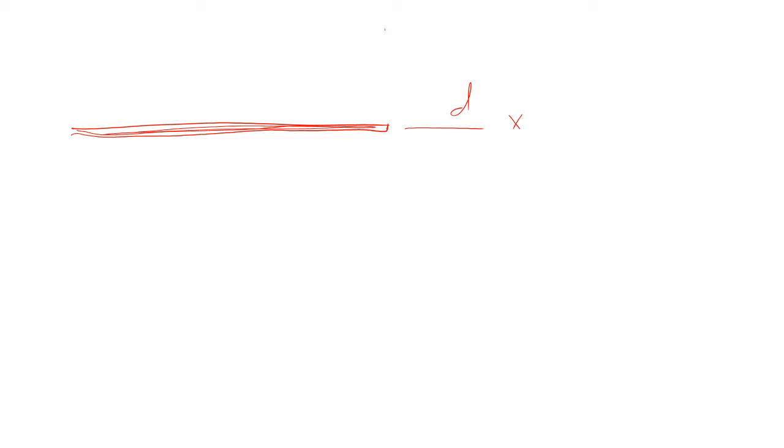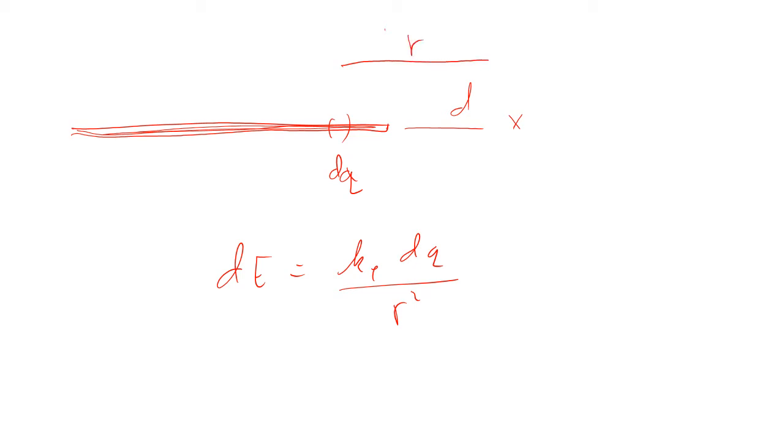I want to know what's the electric field. So if I have some little dq right here, I know that the dE for that little dq is going to be k sub e dq over r squared. Well, what is r? r is that distance right there. Okay, so what is that distance? Well, what I can do is I can put my origin right there, and I can call that x right there. So r is going to be equal to x plus d. So that means r squared is equal to (x plus d) squared. Okay.